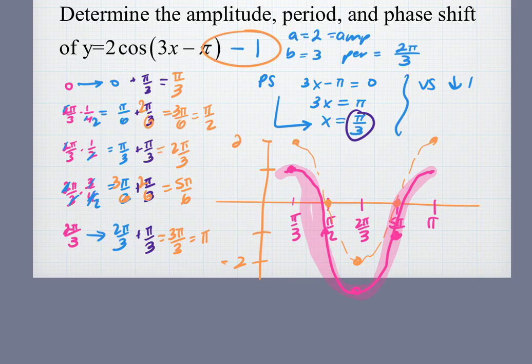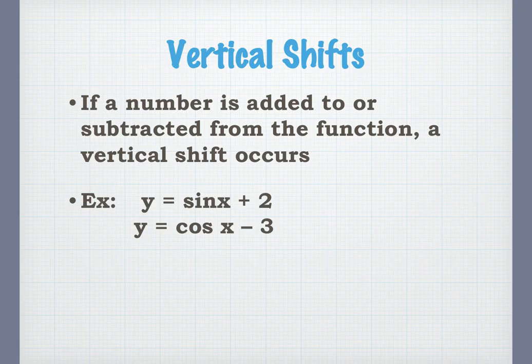A reflection, an amplitude stretch, a phase shift, a vertical shift. Somewhere in there, you're going to have all those points. So you've got to be prepared to know how to do each of those parts, okay? It won't be one graph with all of it put together, but between those 3, you're going to cover all those kinds of things. Questions before we move to the last thing? Okay. We talked about vertical shifts already.